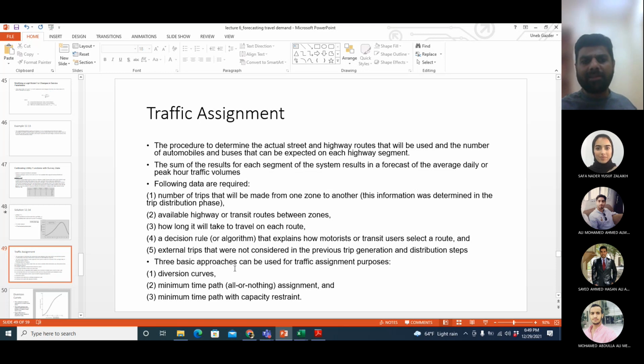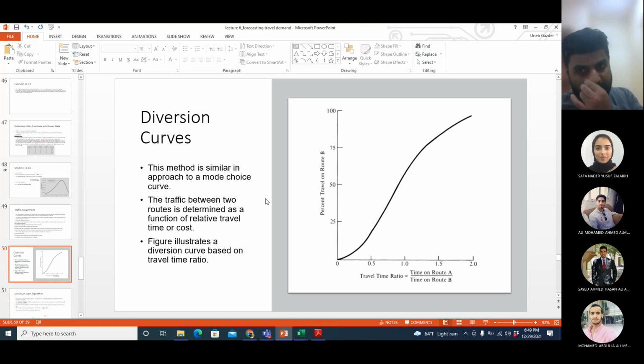To do traffic assignment, there are 3 approaches: diversion curves, minimum path, and minimum time path with capacity constraint. The minimum time path and the minimum time path with capacity constraint are the same method with a small variation. In the diversion curve, the method is similar to the mode choice curve, like we had the mode choice curve using the urban travel factor. It's the same way.